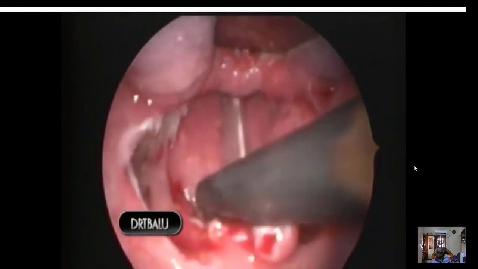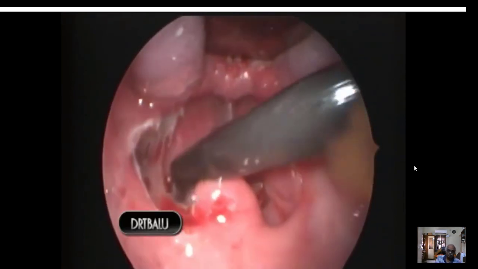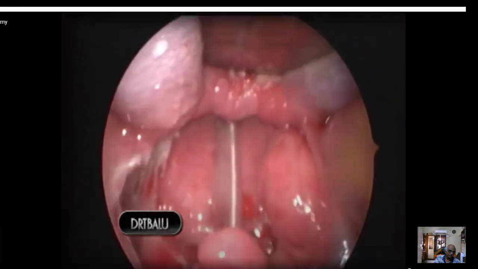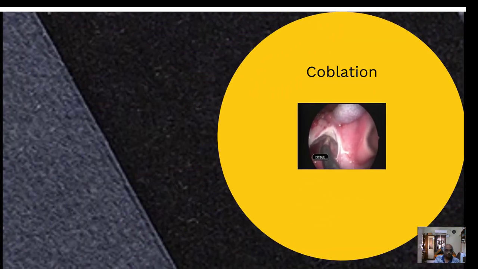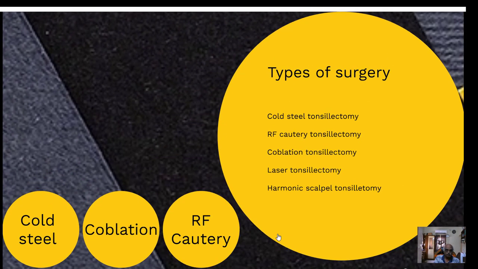Suction is applied. You see a free fossa. The same process is repeated on the opposite side. Let us not waste time repeating it. RF cartridge. This is again another way. These are the various types. You have seen the cold steel tonsillectomy. You have seen the coblation tonsillectomy. You are going to see RF tonsillectomy.